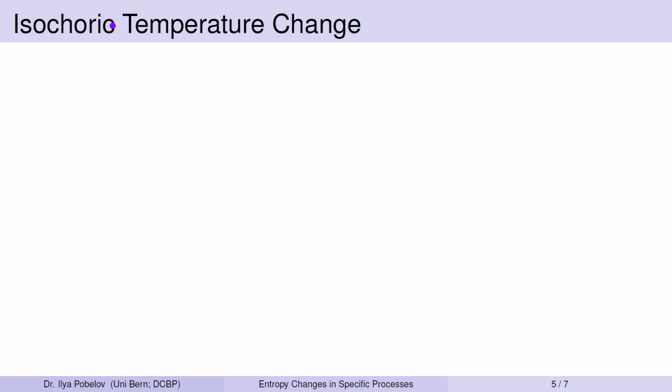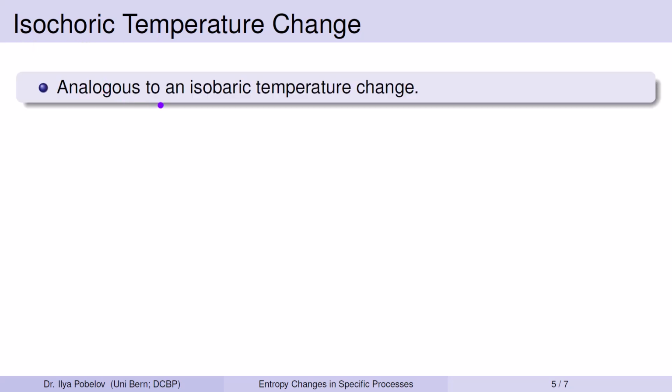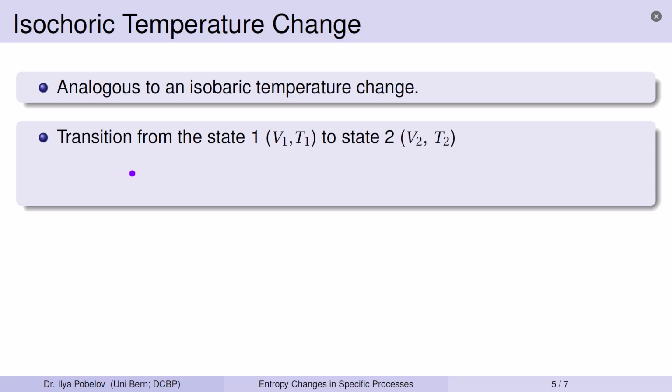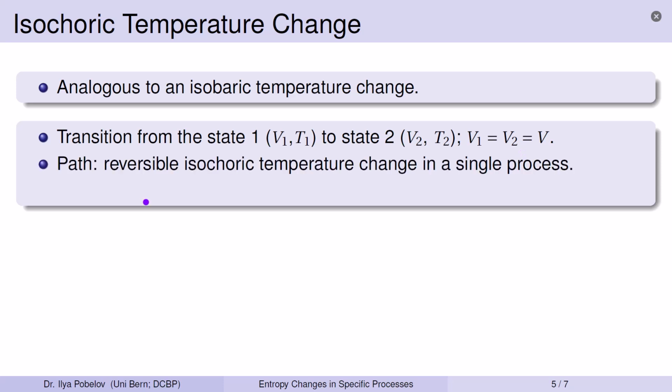Now let's consider how entropy changes when there is a temperature change at constant volume. This process is analogous to the isobaric temperature change we discussed in the previous slide. Picture a system transitioning from one state, state 1, with volume V1 and temperature T1, to another state, state 2, defined by volume V2 and temperature T2. Given isochoric conditions, the volume remains unchanged. The path we are considering is a reversible isochoric temperature change.